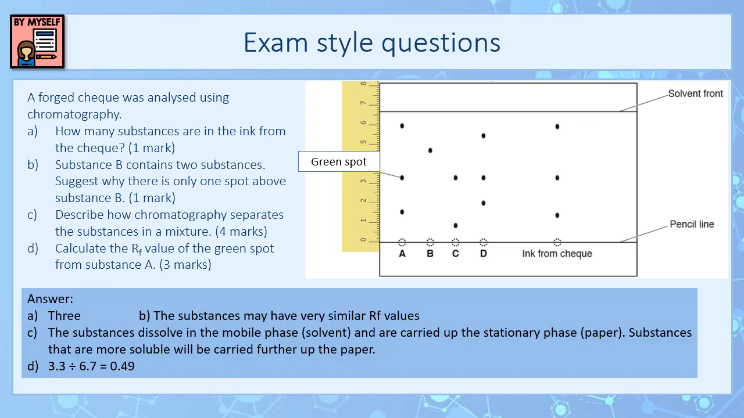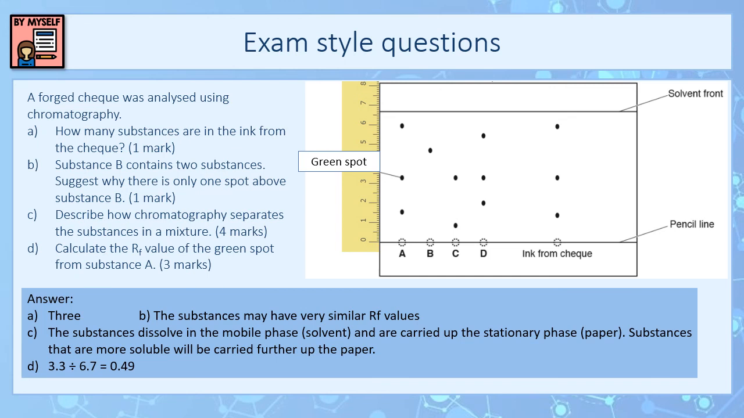Okay, so for part A, they'd asked how many substances are in the ink from the check. If I look at the column above the ink from the check, I can see there are 3 separate dots, which means there are 3 substances there. In part B, they'd said that substance B actually does contain 2 substances and asked me to suggest why there's only 1 spot above that substance. Now, sometimes substances have very similar RF values, and that means that they will travel a very similar distance up the paper. They may appear to overlap and appear just as 1 dot rather than 2.